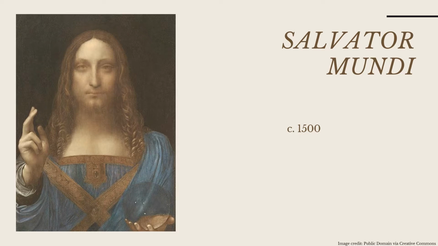Some of the aspects that led to the identification of this painting are the golden curls, the sfumato technique, especially on the outline of Christ, and the delicate decoration of his robe.